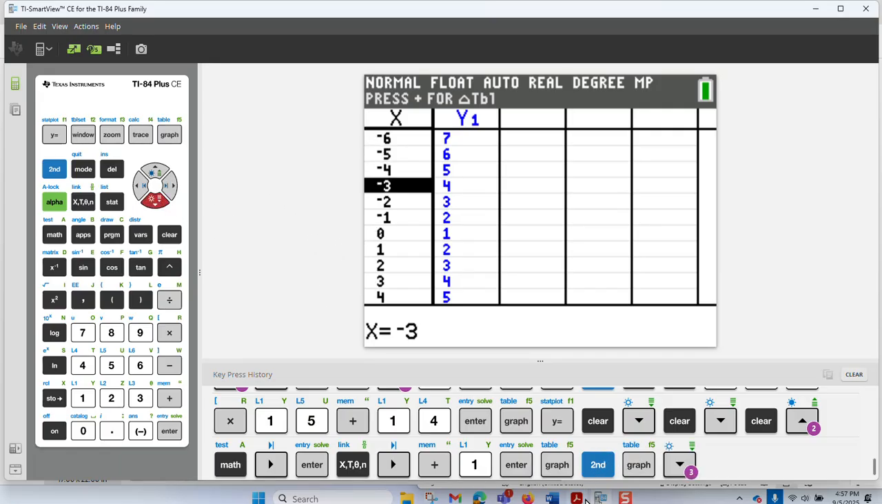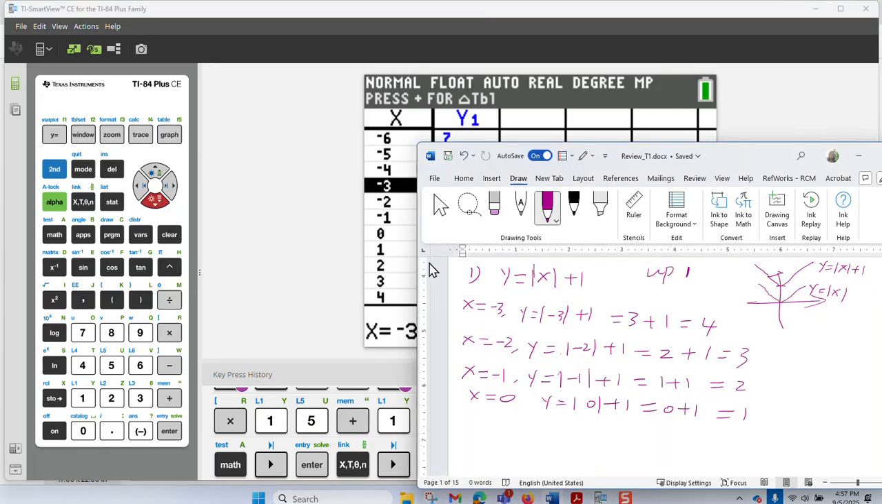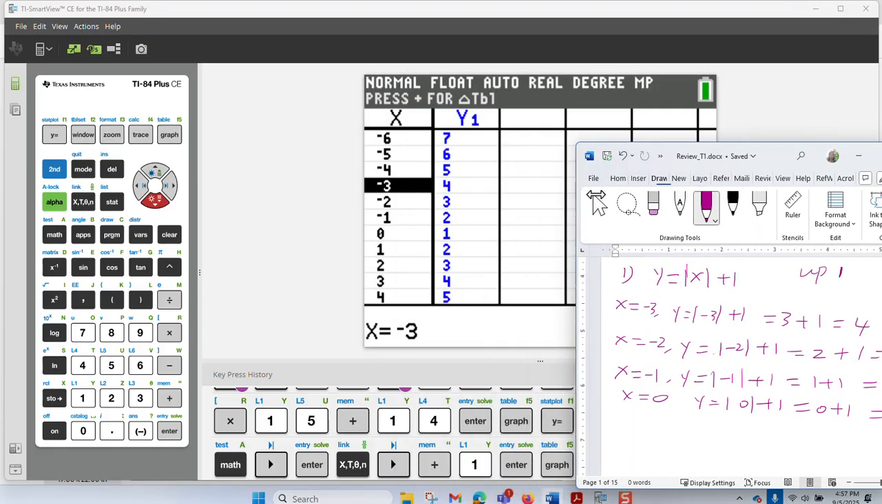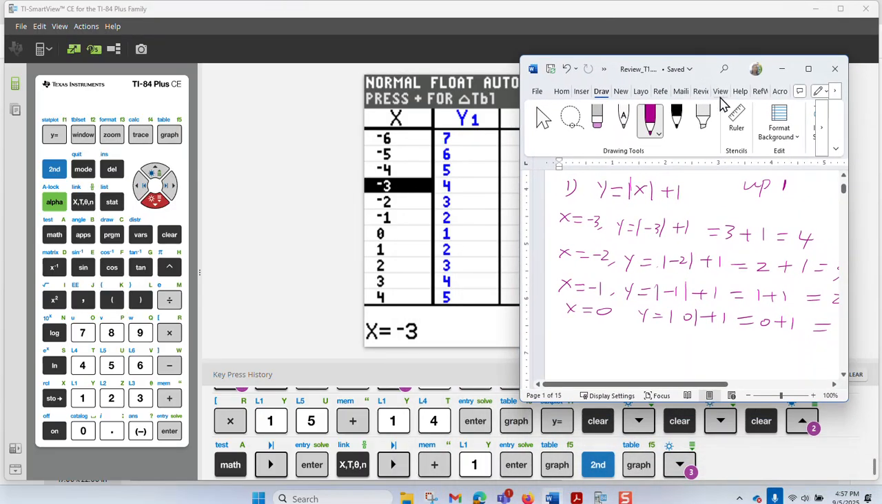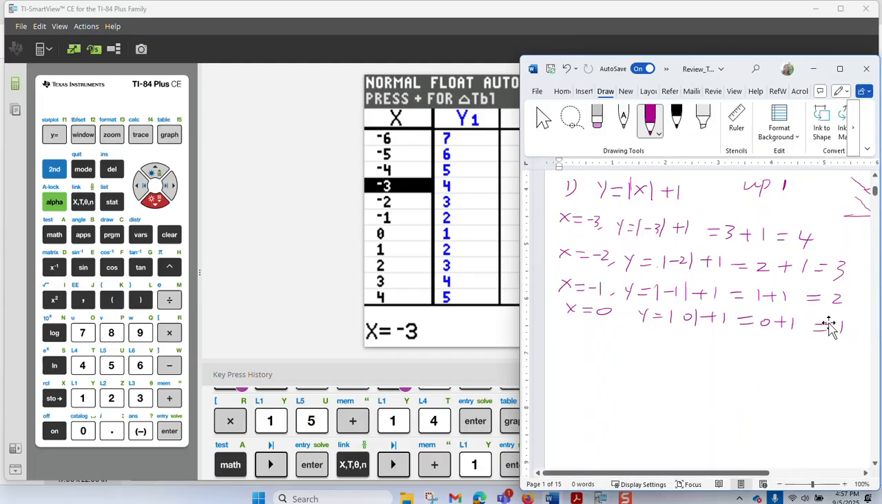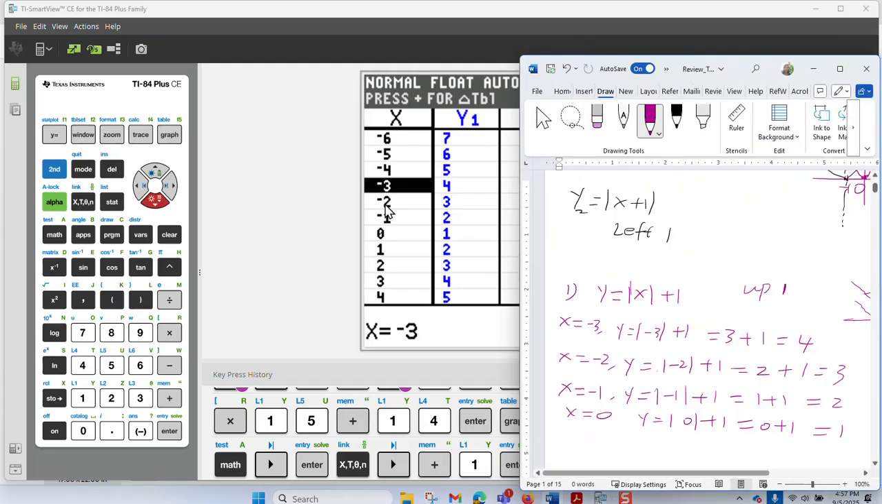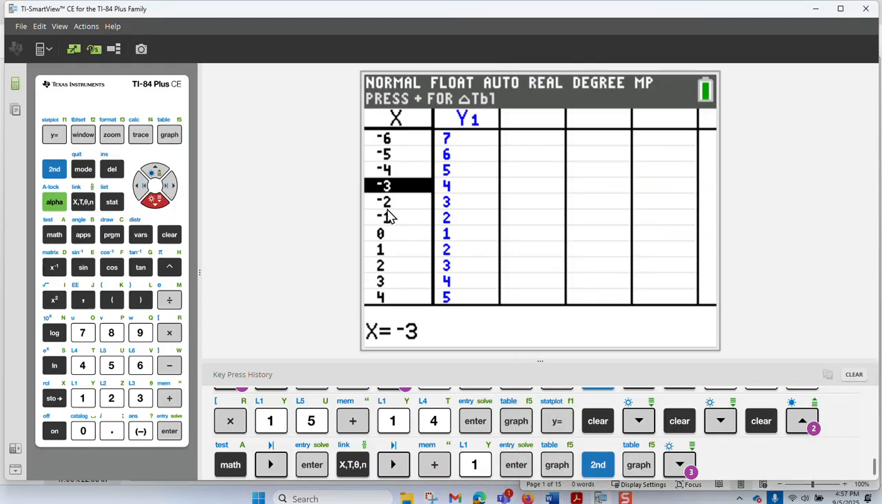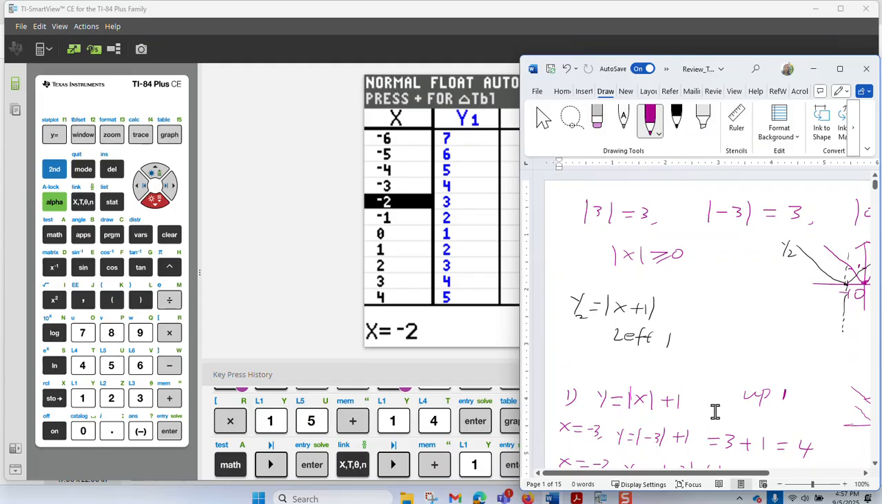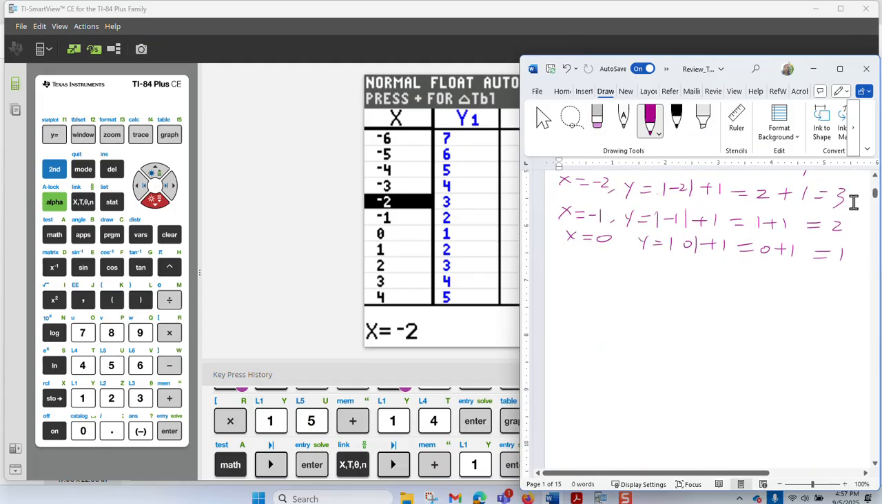Look at this one right here. We just calculated by hand, right? When x equals -3, we have y equal to 4, right? And then when x equals -2, y is 3, right? So you can see we just calculated this one right here, and when x is 0, y is 1. All right, and when x is 1, y is 2 in here.